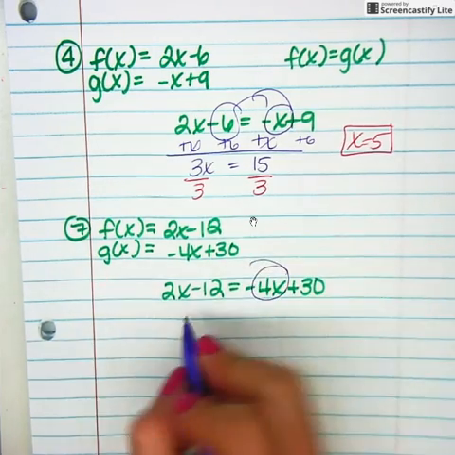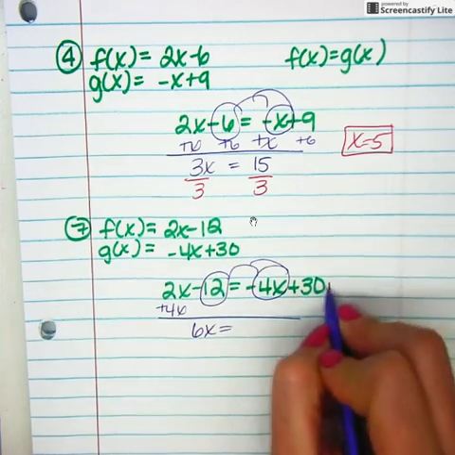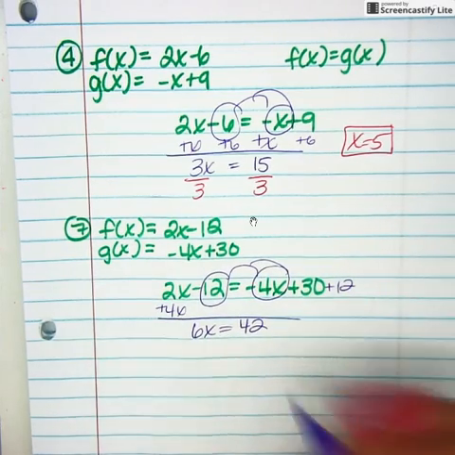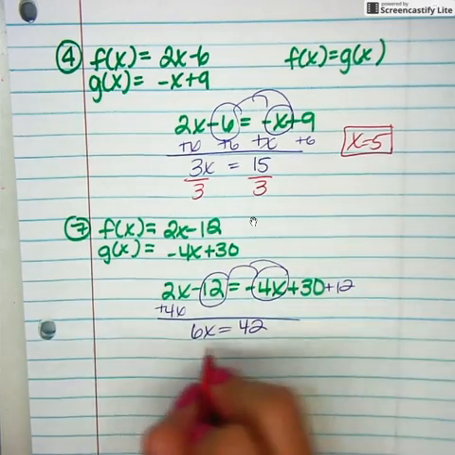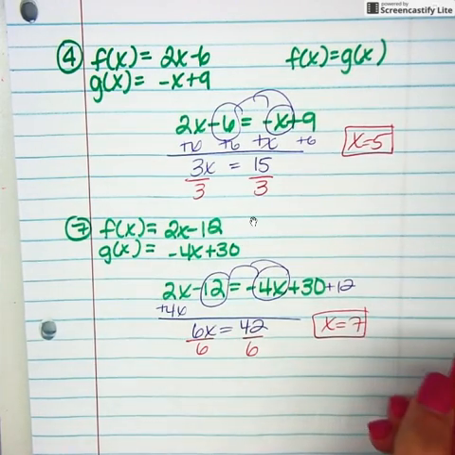And rearrange. So that's plus 4x, which gives me a 6x, and plus 12, which gives me a 42. Last step here is to divide by 6, and x would equal 7.